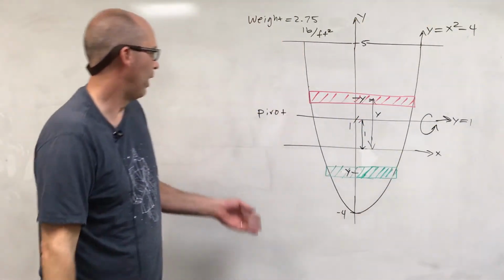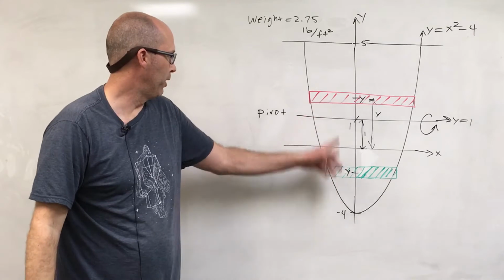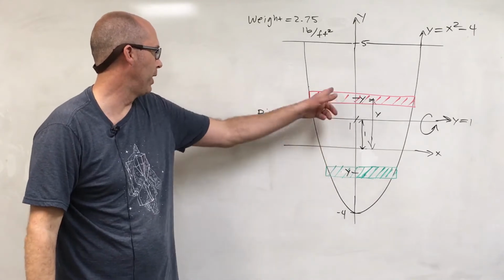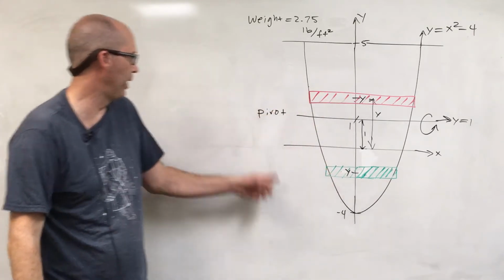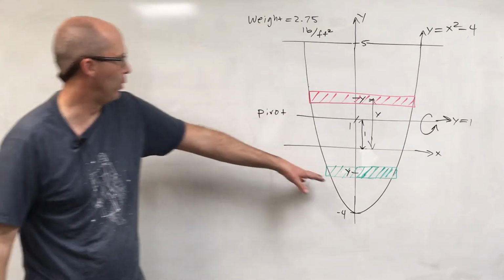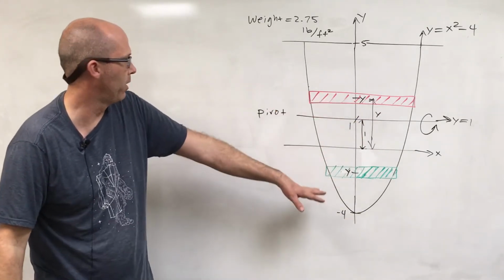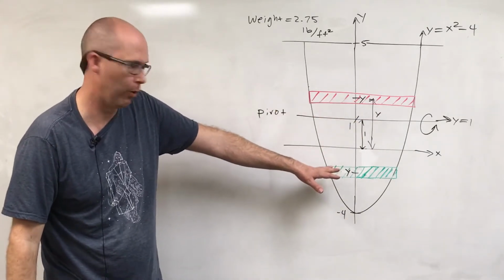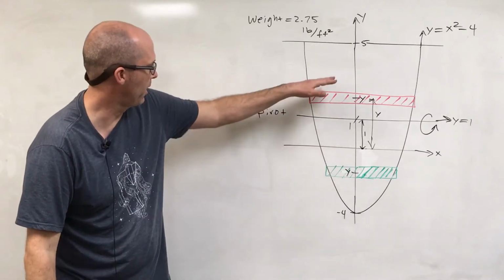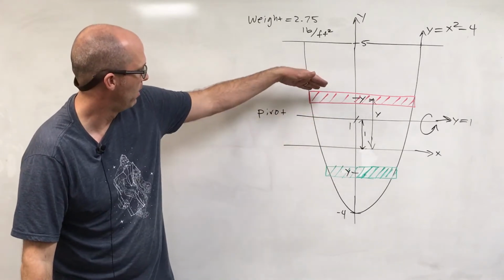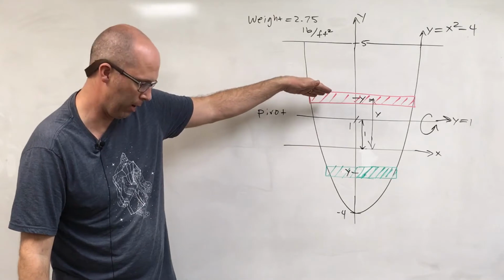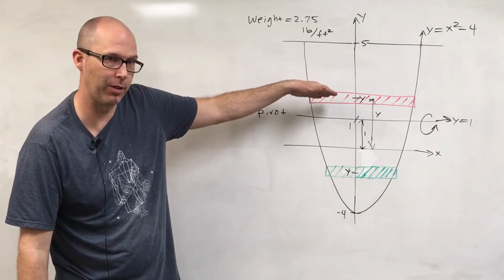Now I've drawn in two different thin slices, a red one that is above the pivot, a green one that is below the pivot. The reason I'm doing this is I want to show you that it doesn't really matter where you put your thin slice, as long as you attach the right sign to it, positive or negative.